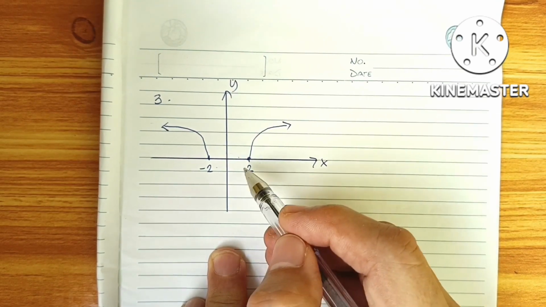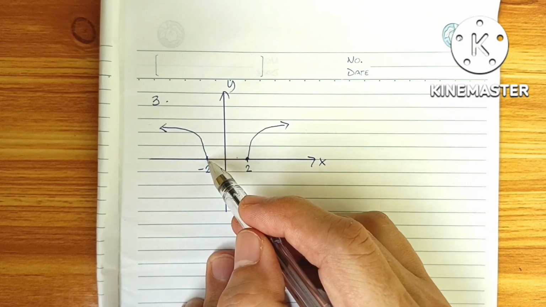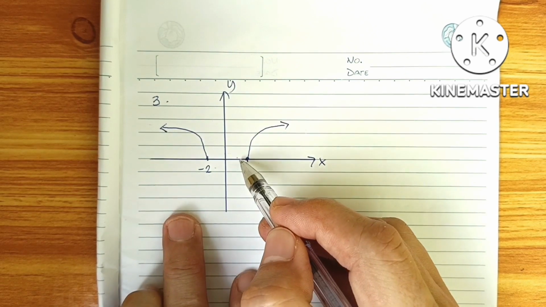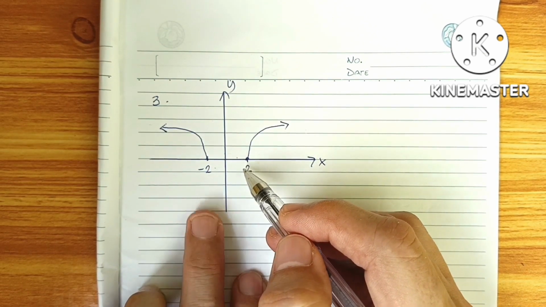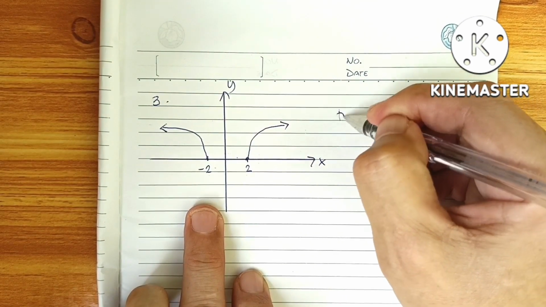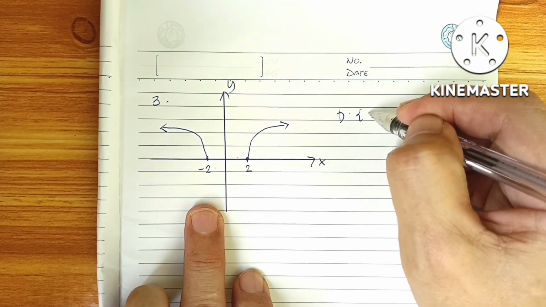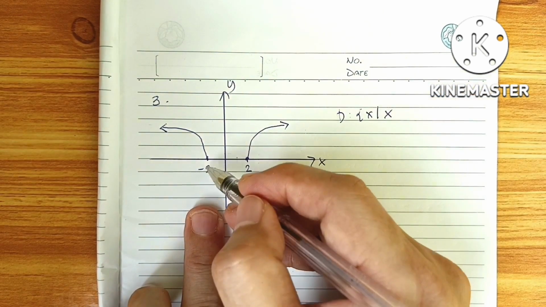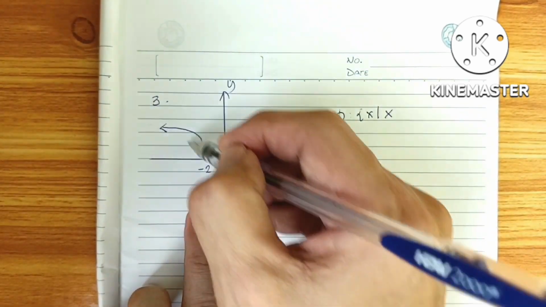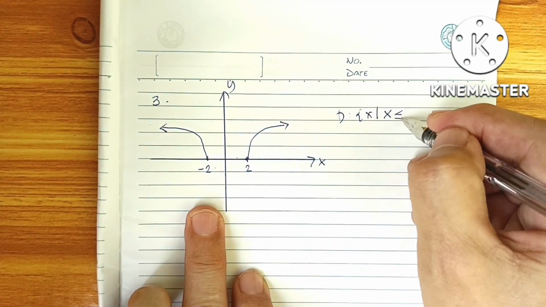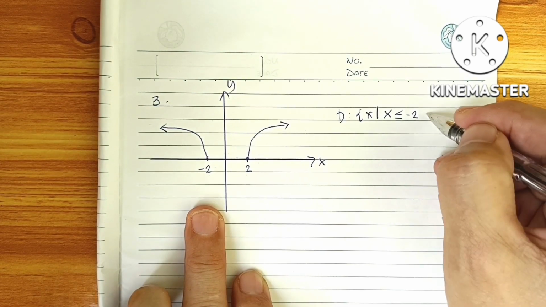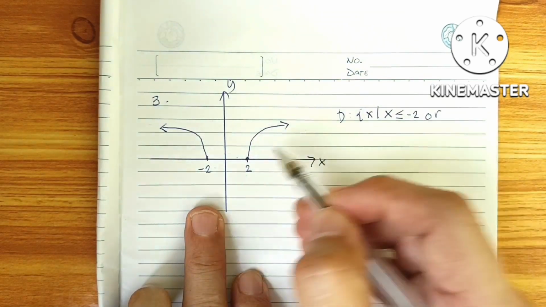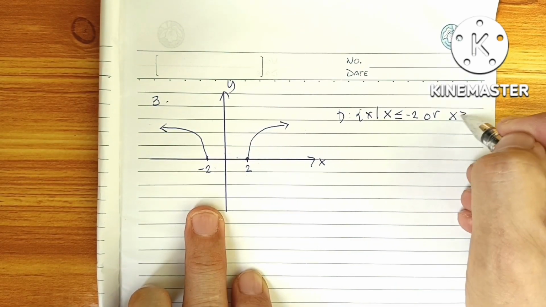So, the only x coordinates that are not part of the graph are the numbers between negative 2 and 2. And therefore, ito lang yung hindi natin kasali sa domain, no? Okay, so how do you write your domain? The domain is the set of all x such that x is equal or less than negative 2 going to the left, or is equal or greater than 2 going to the right. Diba? Okay.